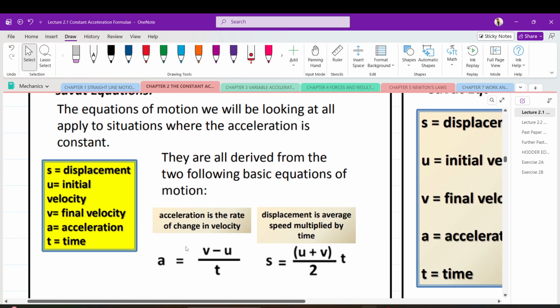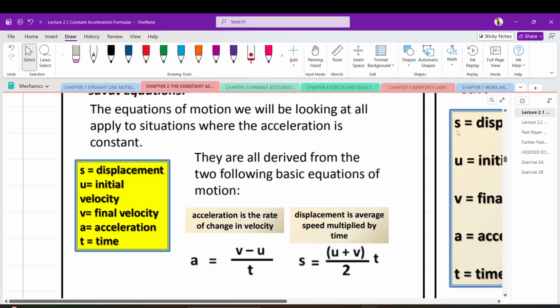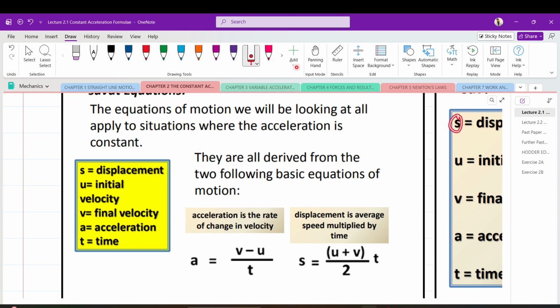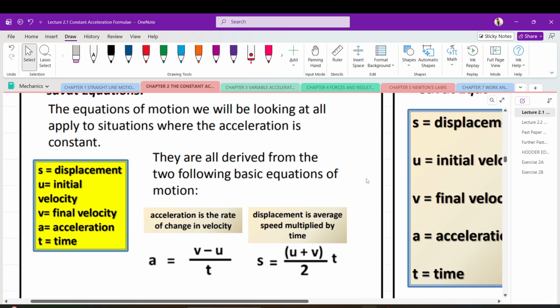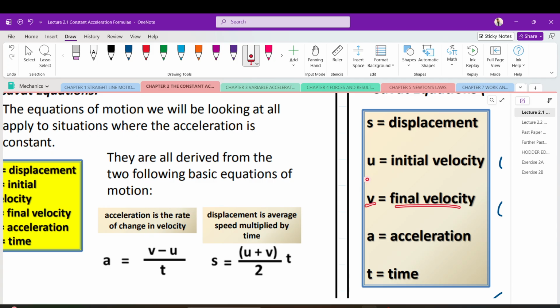All right, so again, it mentions the same thing over here as well, that from these two equations we derive the next three equations. Actually, there's also a fifth one and we'll see that in a bit. So basically, why are they called SUVAT? Because if you notice over here, you write them in this manner. This is SUVAT, and each of these letters represents a variable. So S equals displacement, U is initial velocity, V is final velocity, A is acceleration, and T is time.